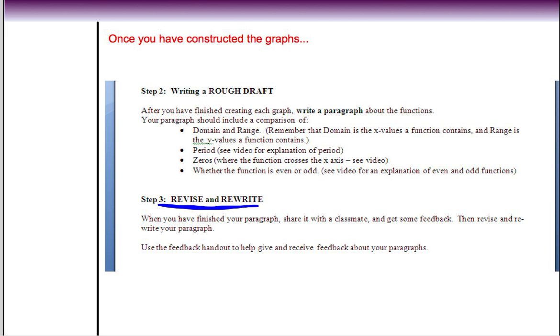Anyway, so your paragraph should take up quite a bit of space, at least half a page, maybe more. Once you've written the rough draft, I want you to revise it and rewrite it. So you need to get some feedback. Share your paragraph with somebody else in the class. Ask them if it makes sense. Ask them if they think it's correct. If they're not sure, explain your ideas. Figure out how you can change the wording so it's clear.